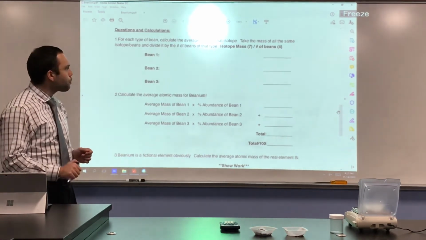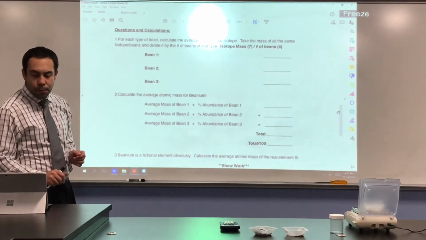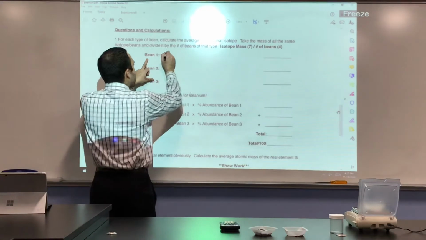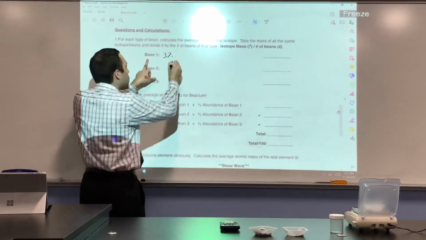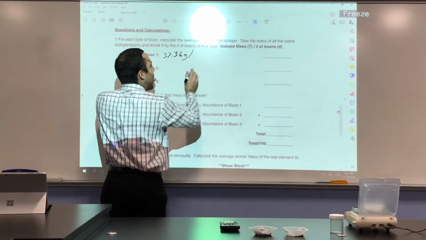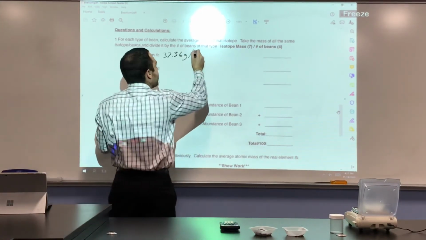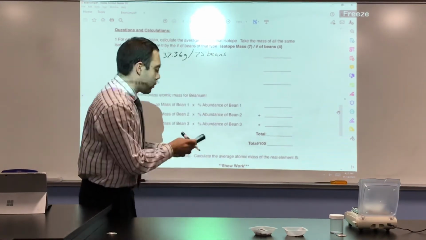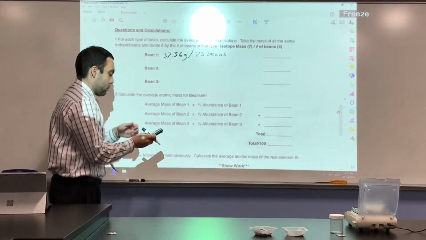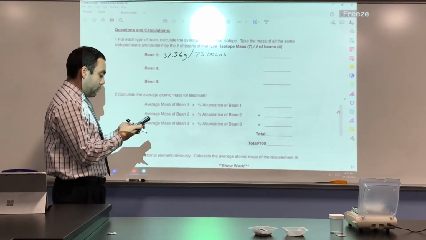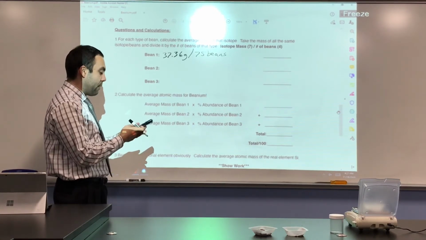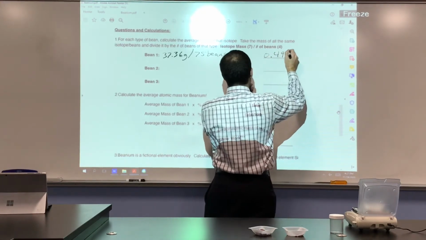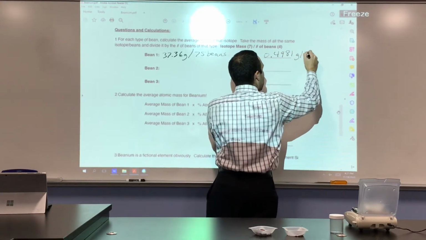So we have from step 7, for the first bean, that is the large maroon bean, 37.36 grams, divided by number of beans, we had 75 beans. So we do 37.36 divided by 75. So we have 0.4981 grams per bean.